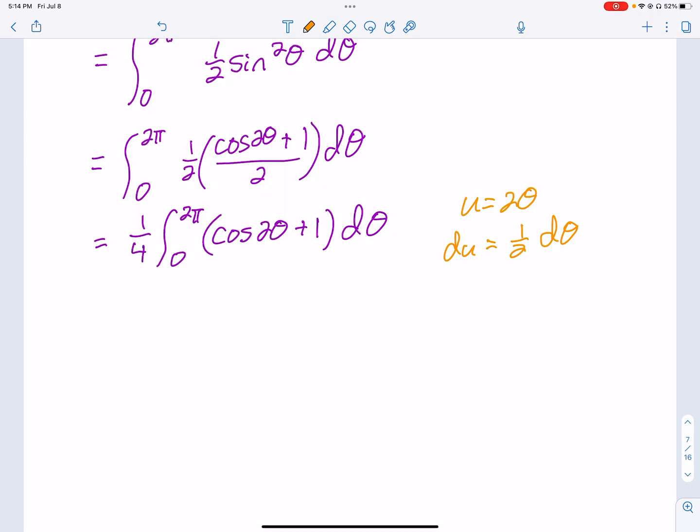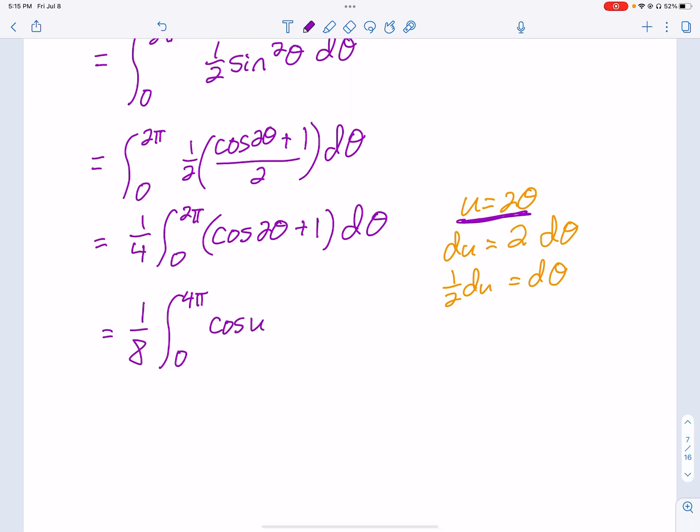Okay, so that 2, I put a half there and I was thinking ahead, but this becomes 2 d theta, which is 1/2 du d theta. So it means I have to introduce another 1/2 to my problem. So that's going to make that a 1/8 out here. I can plug my boundaries in. So 0 for theta gets me a 0 for u. 2 pi for theta gets me a 4 pi for u. This becomes cosine of u plus 1 du.